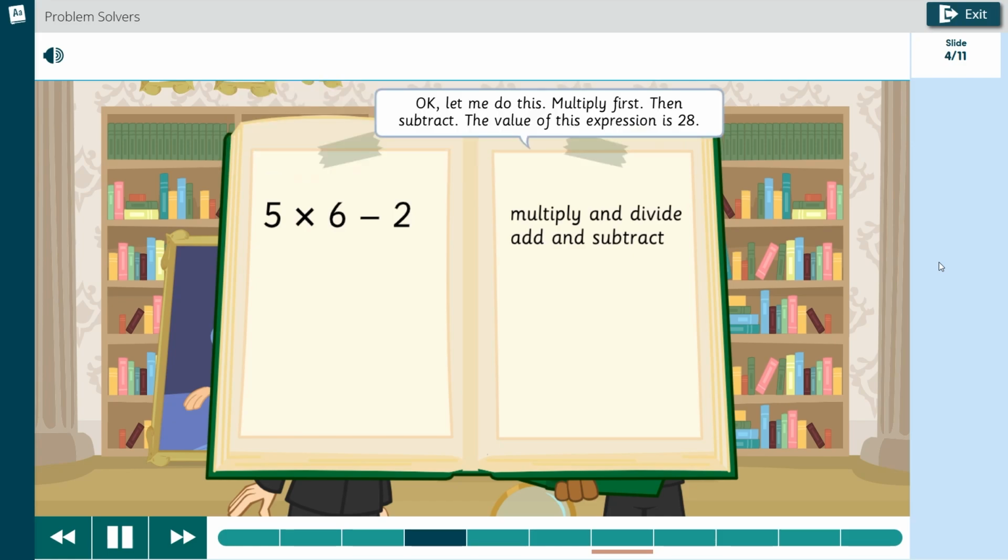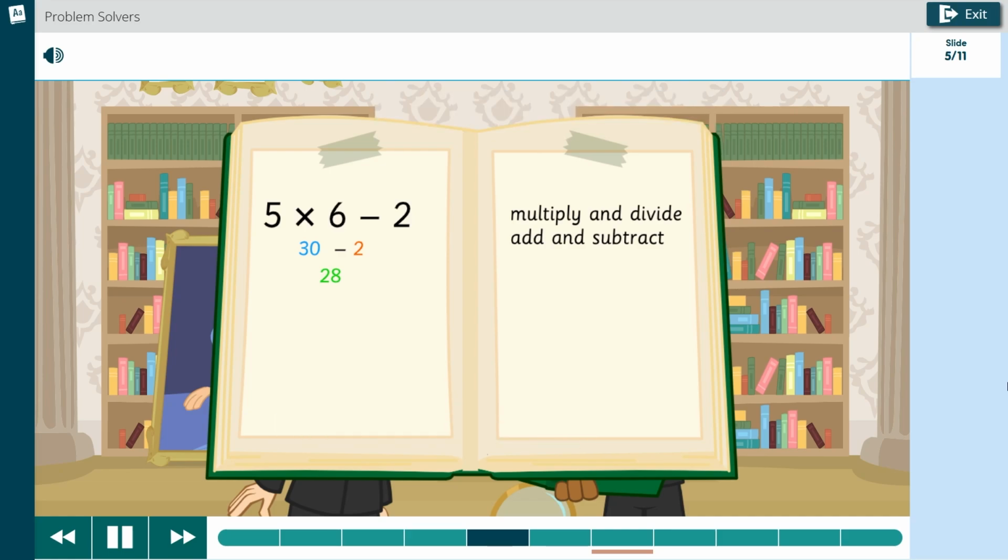Okay, let me do this. Multiply first. 5 times 6 is 30. Then subtract. 30 minus 2 is 28. The value of this expression is 28. Nice work. Now let's use parentheses.